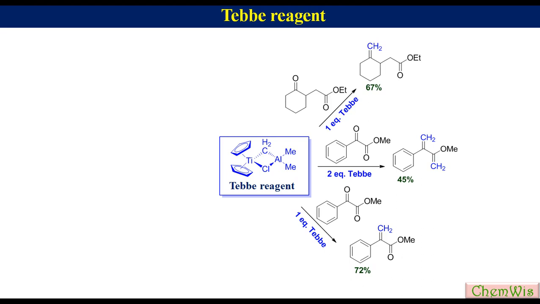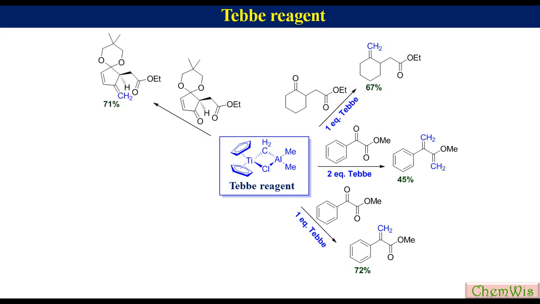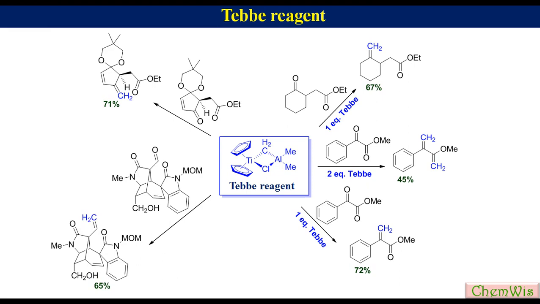Similarly, this chiral gamma keto ester in the presence of a controlled equivalent of Tebbe reagent gives the monomethylated product with 71% yield, leaving the ester group intact. This compound has one aldehyde and two lactam groups. In the presence of Tebbe reagent, the more reactive aldehyde group gets methylated, leaving the lactams intact to produce this monomethylated product.